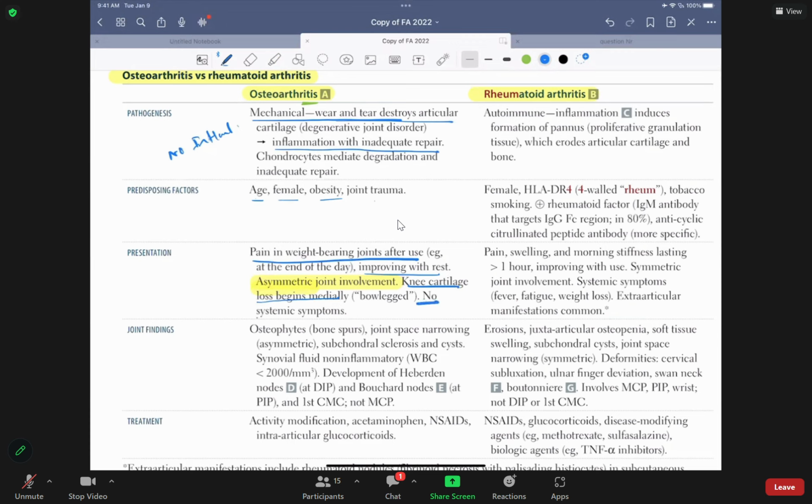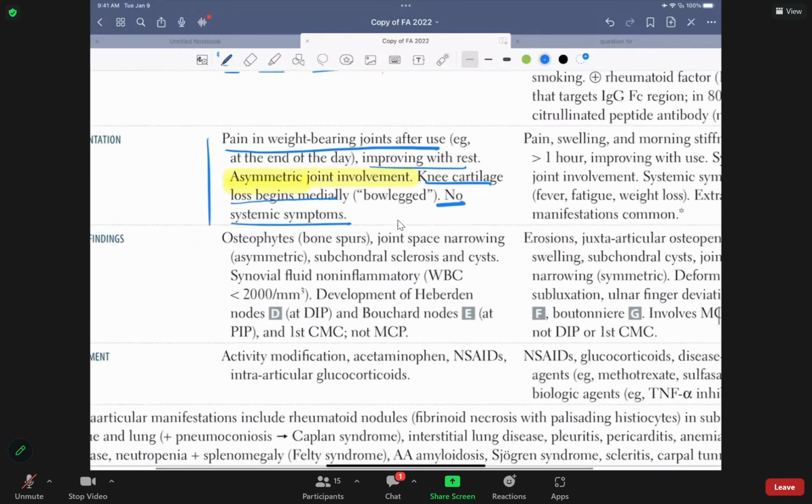No systemic symptoms. It is not a systemic disease, okay? It is not a systemic disease. So that's osteoarthritis so far. Is everybody clear, folks?